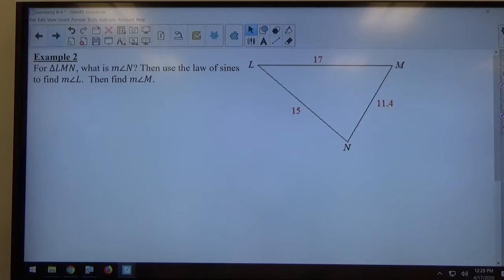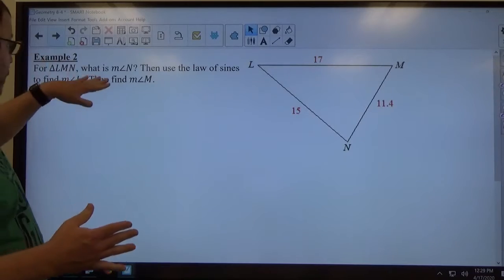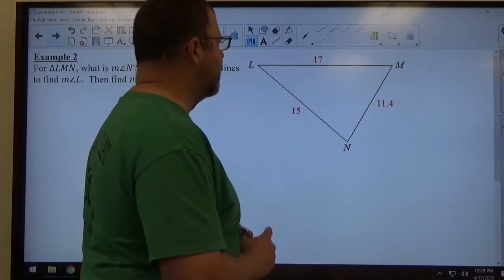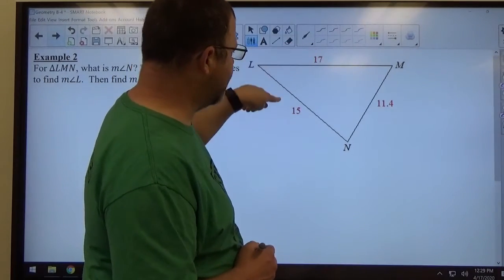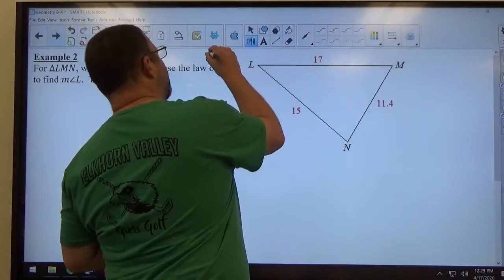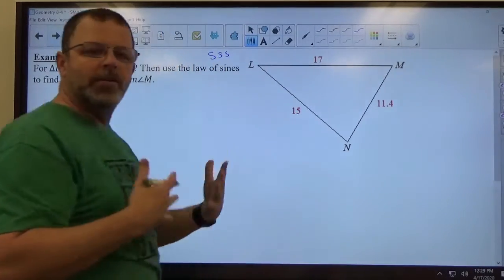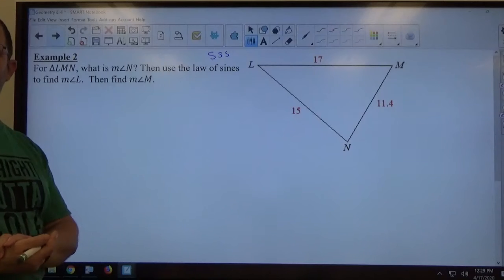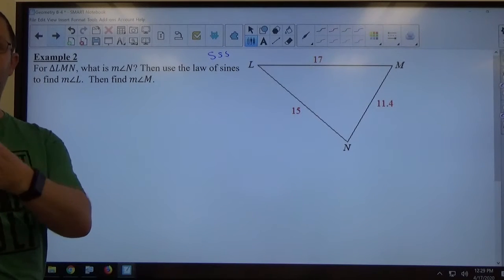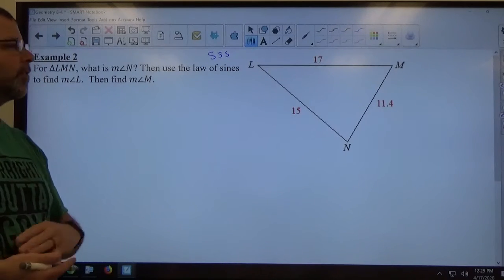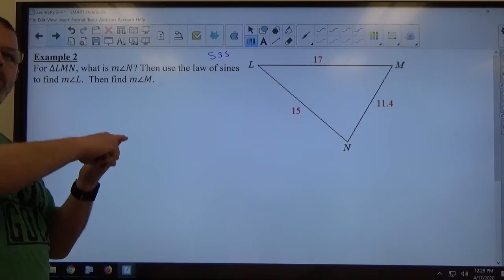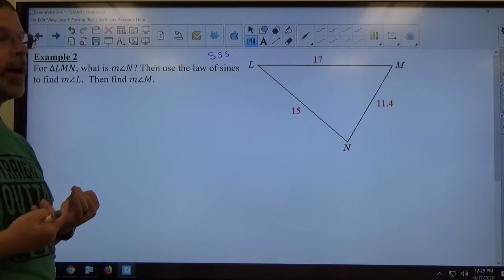Okay, moving on to example 2. It says for triangle LMN, what is the measure of angle N? That's the first task, and notice, looking at the three sides, we have side, side, side information given. Again, make sure you identify every time what you know so that you're basing your decision on it. I'm going to use this technique because of this information. If I get side angle side or side, side, side, I'm going to use the law of cosines.